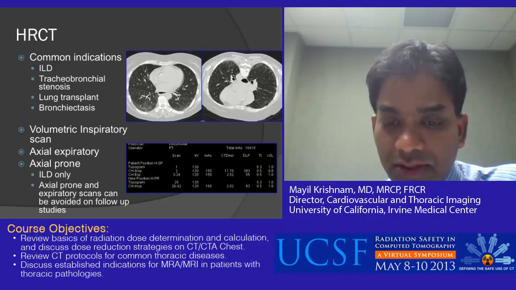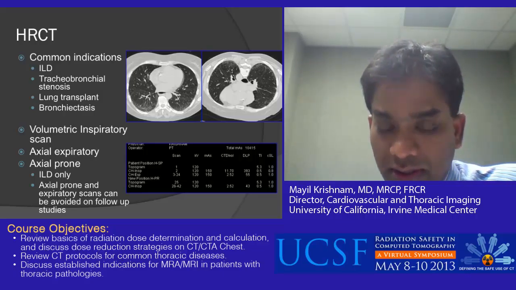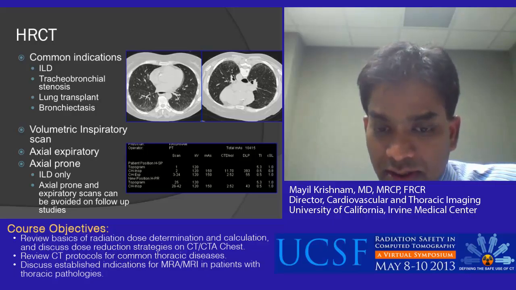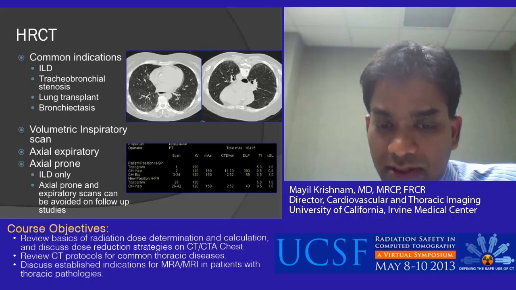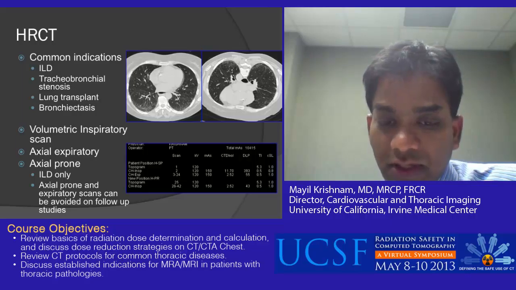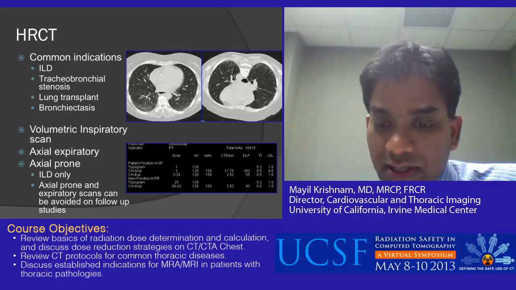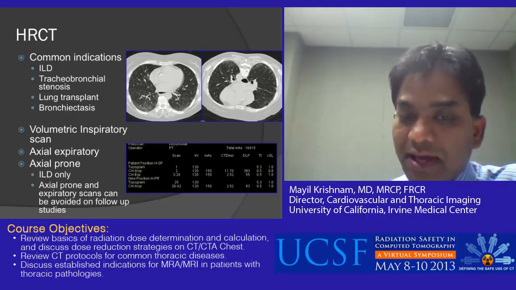Same patient's dose page shown below the images. If you see, the DLP for volumetric inspiratory scan is 393 and axial scans are much lower, 55 for expiratory and 43 DLP for a prone inspiratory scan.